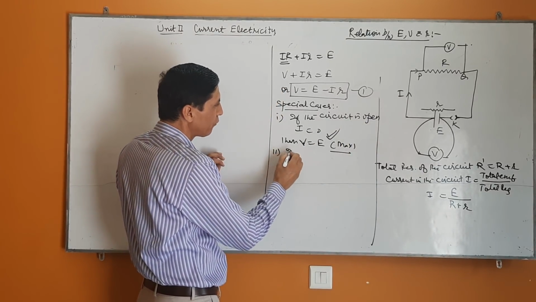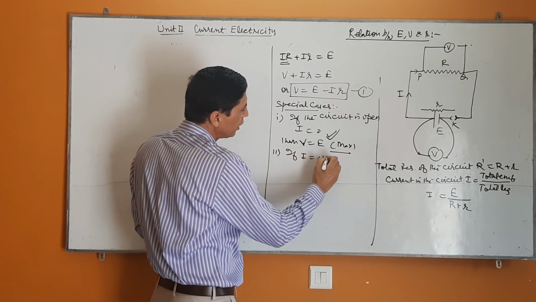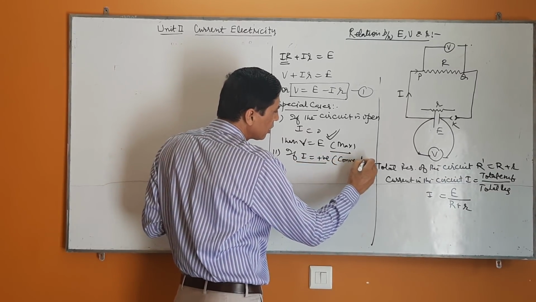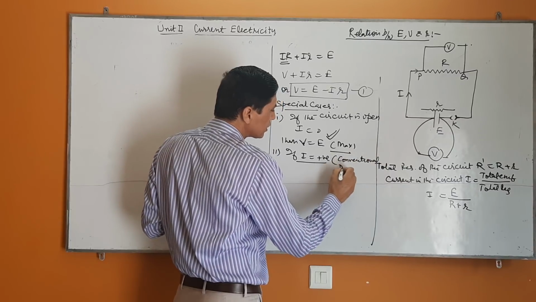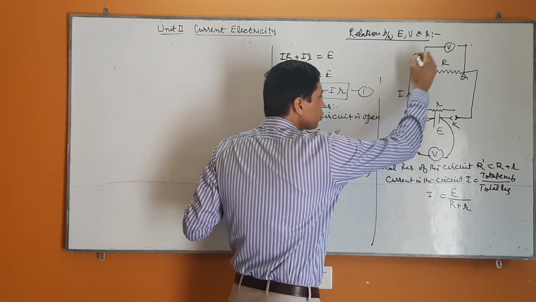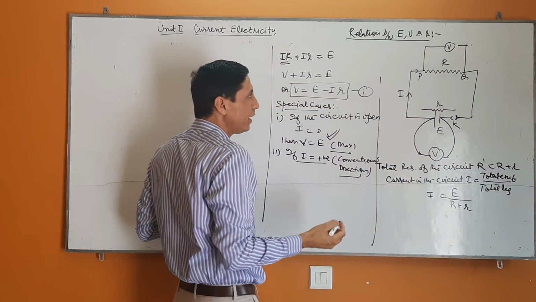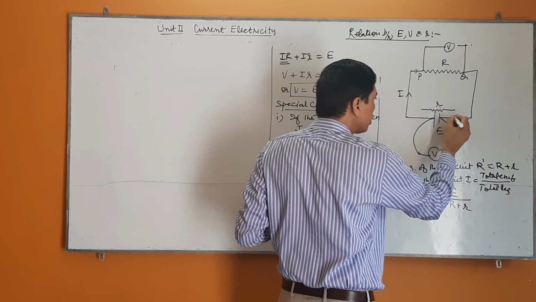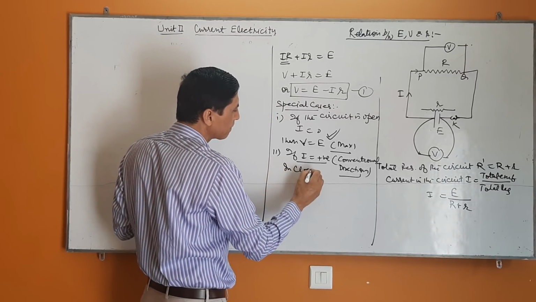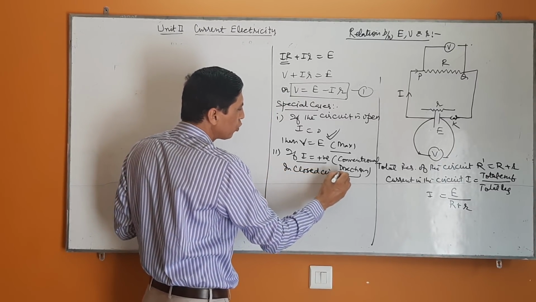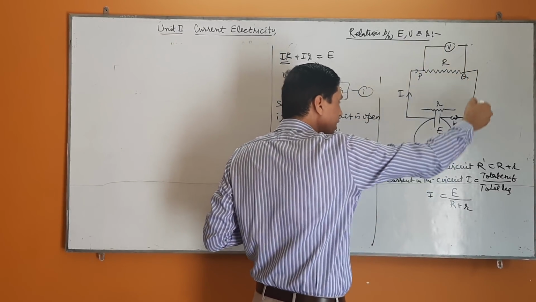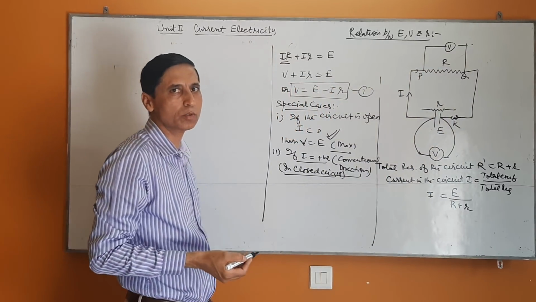Second, if I is positive. Here positive means in the conventional direction. When I am talking about the conventional direction of current, that is from the positive terminal to the negative terminal of the cell through the resistor. When we close the key, this is a closed circuit. If we do not close the circuit, there will be no current. When we close the circuit, the current will be formed. This direction is taken as the positive direction, the natural direction of the current.